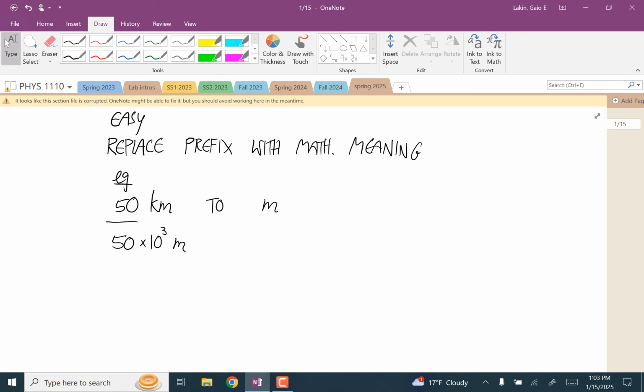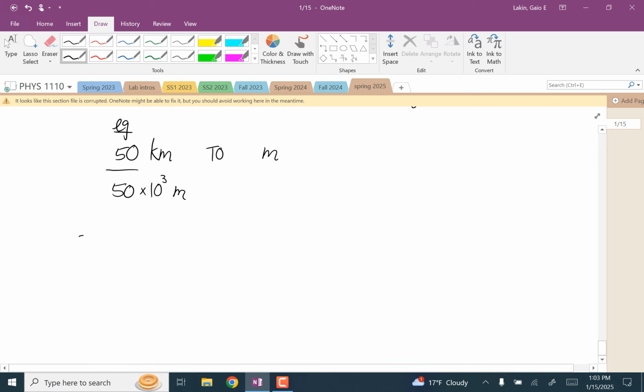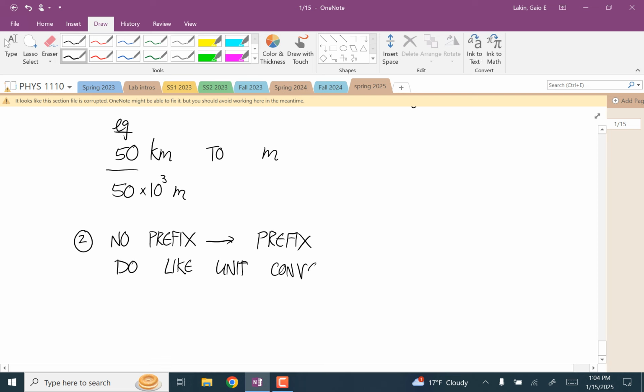If you're going the other direction, so if you're going from no prefix to a prefix, you have to do it like a unit conversion, where the conversion factor comes from the definition of the prefix.